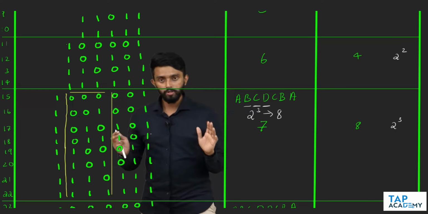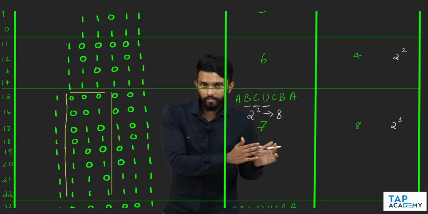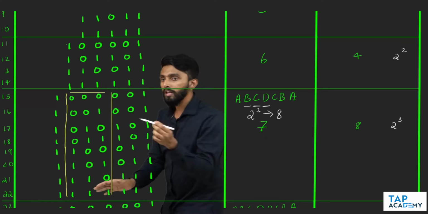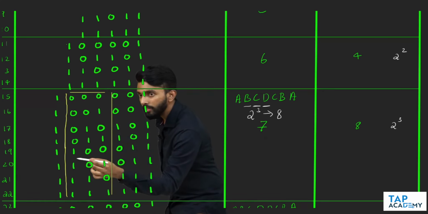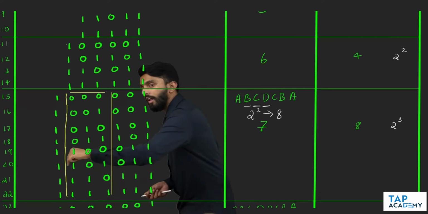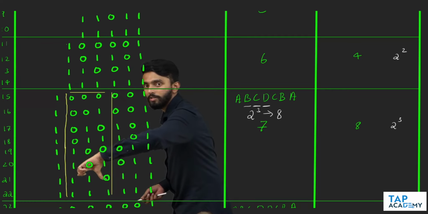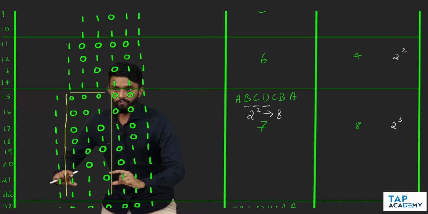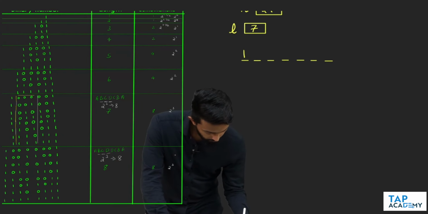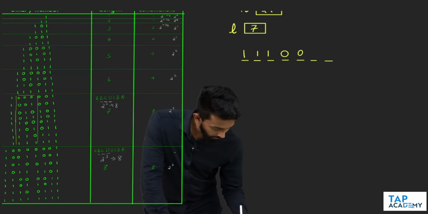Which means if I find the length, and in that length, in those 8 combinations, I find which combination my number appears in, then clearly I can tell 1, 1, 0. This is what should come, which is nothing but 6. Now, if I can take this 1, 1, 1, 0 and place it here, rest everything anyways is zeros.